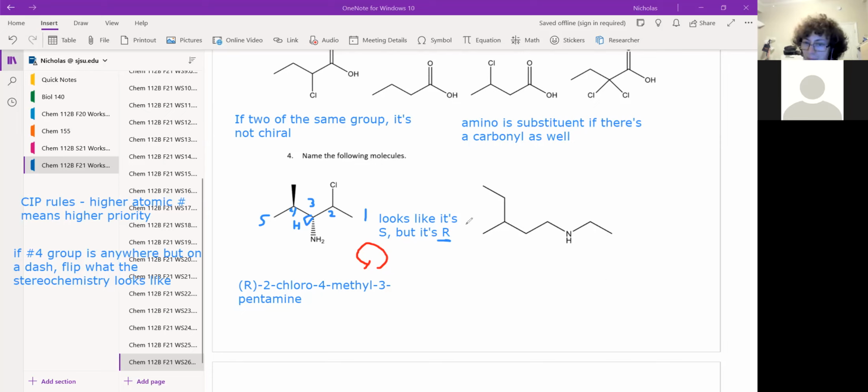Anyway, next one has another amine. So I'll go ahead and do the same thing I did before. Let's do this. Where should we start numbering? Which one should be number one? One person saying A, one person saying C, one saying D. Lots of mixed answers.